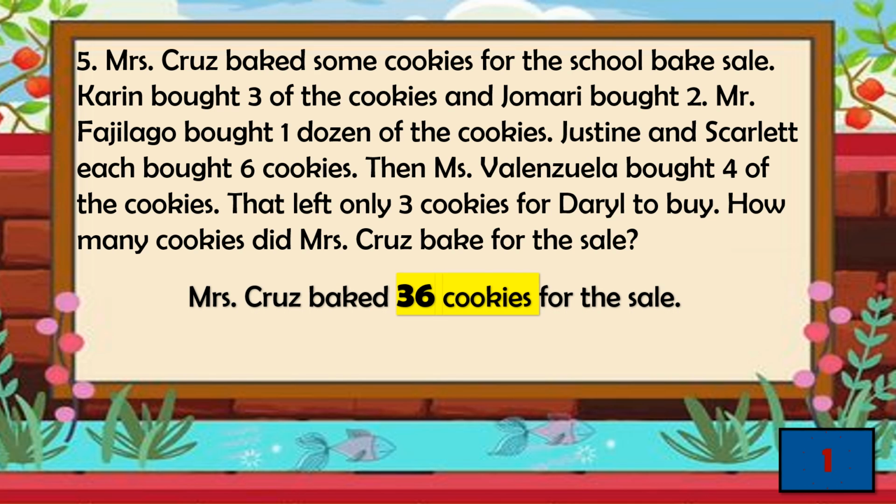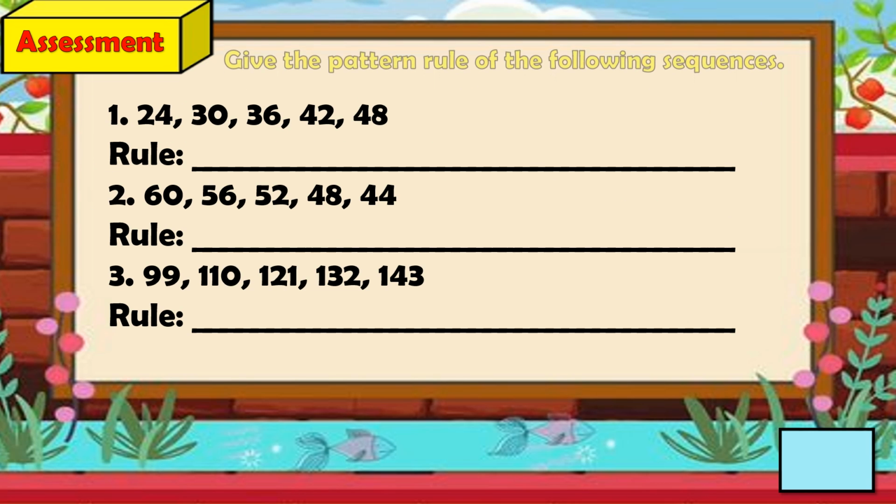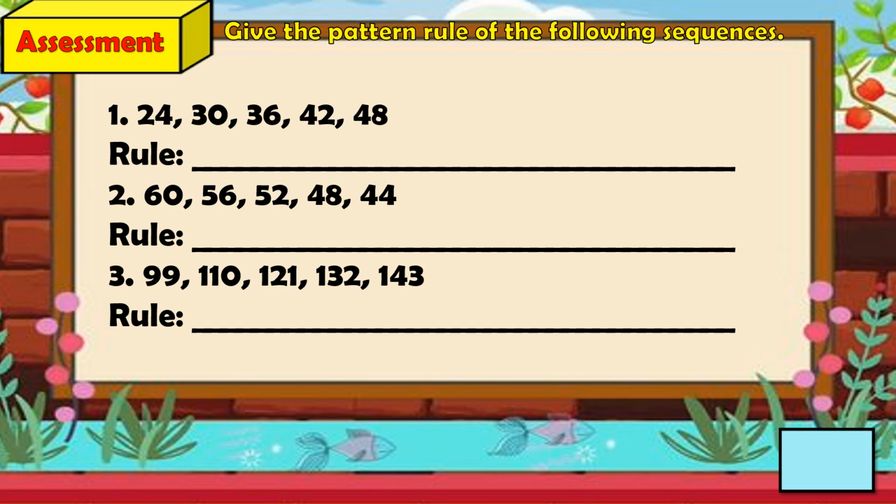So that means Mrs. Cruz baked 36 cookies. And for the assessment, give the pattern rule of the following sequence. So we have, for number 1: 24, 30, 36, 42, and 48, and then the rule. And then for number 2, we have 60, 56, 52, 48, and 44. And then number 3 is 99, 110, 121, 132, and 143, and the rule.